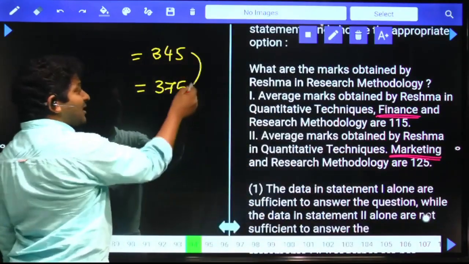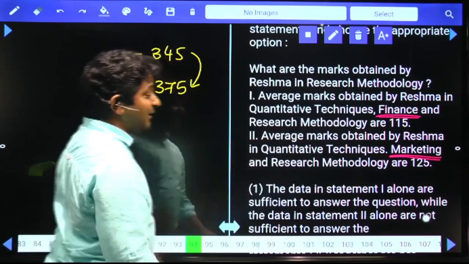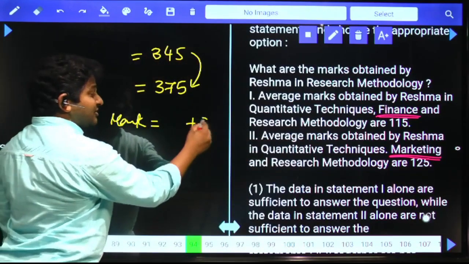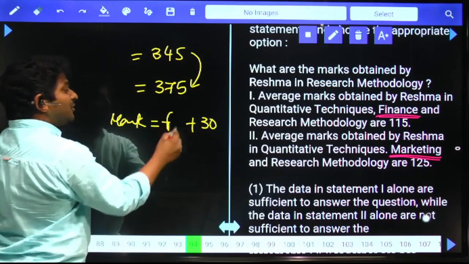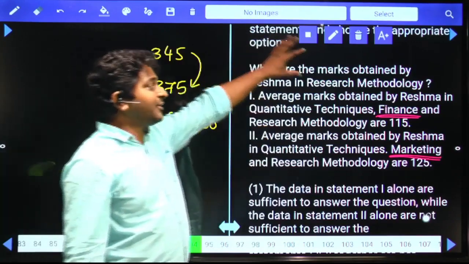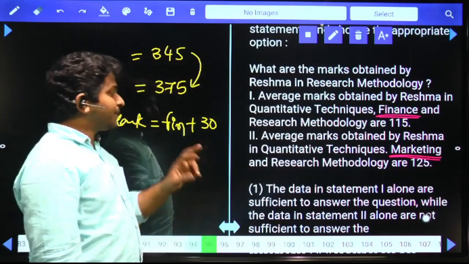So how many more marks do we have here? 30 more marks. This can be concluded as: in marketing, Reshma scores 30 marks more than in finance. Only this can be concluded. The answer for the given question cannot be found using both statements together.